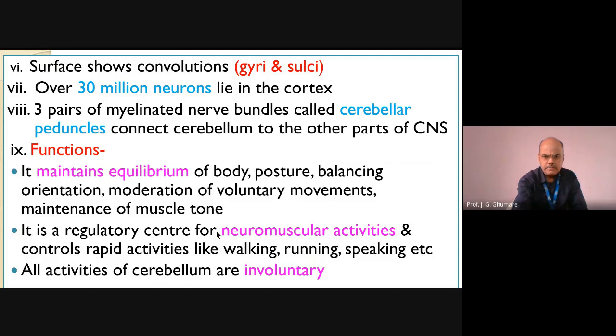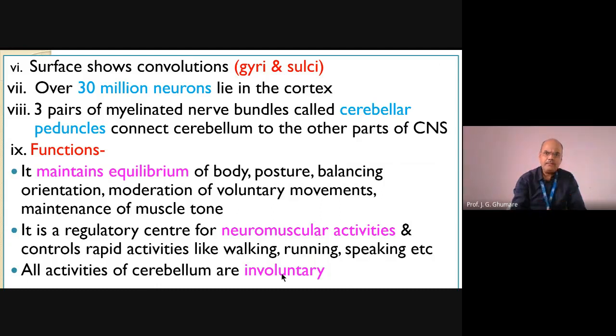Second, it is a regulatory center for neuromuscular activity, nervous system and muscle activity. And that will control rapid activity like walking, running and speaking, etc. Whenever we start running, we need not voluntarily take care of each and every part of the body. Things will happen automatically. And the control of all these activities like walking, running and speaking is with the cerebellum.